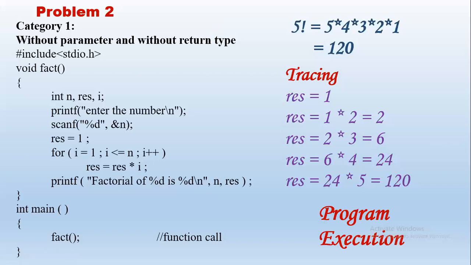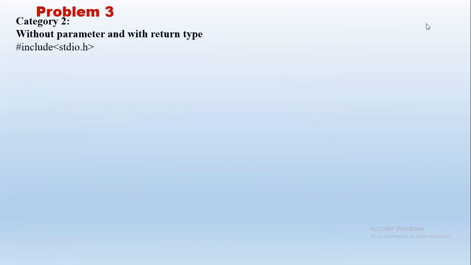Okay, execution you can do. If you want, in that video I have executed also. So it will ask to enter the number, you enter 5, it will display factorial of 5 is 120. So you can watch that video as well. Then we have problem 3, which is the second category in the lab sheet, right? So let us see what happens in this case. So without parameter, but with return type.